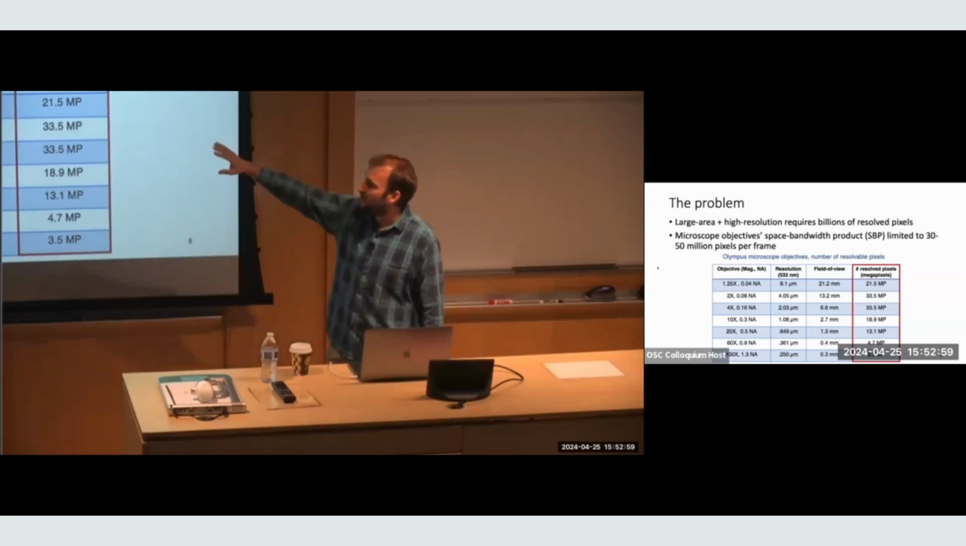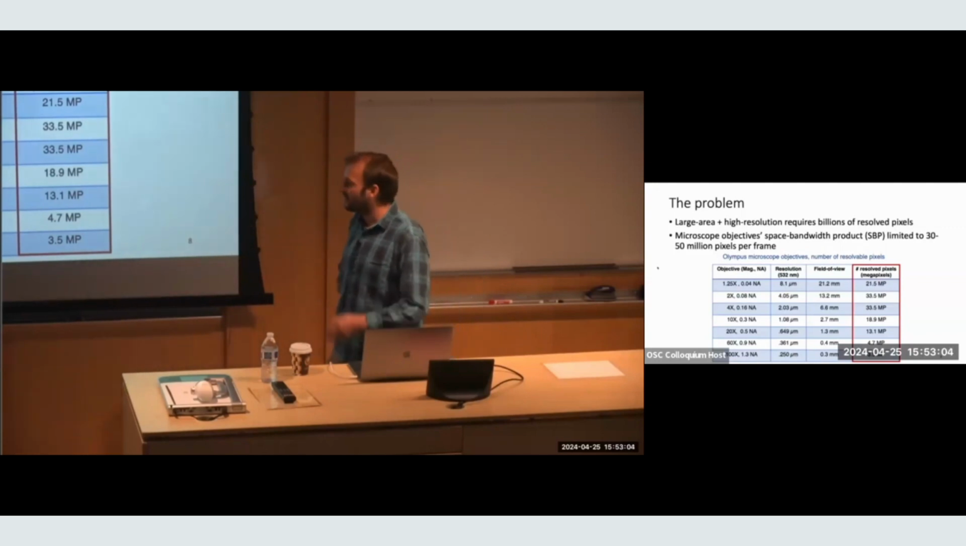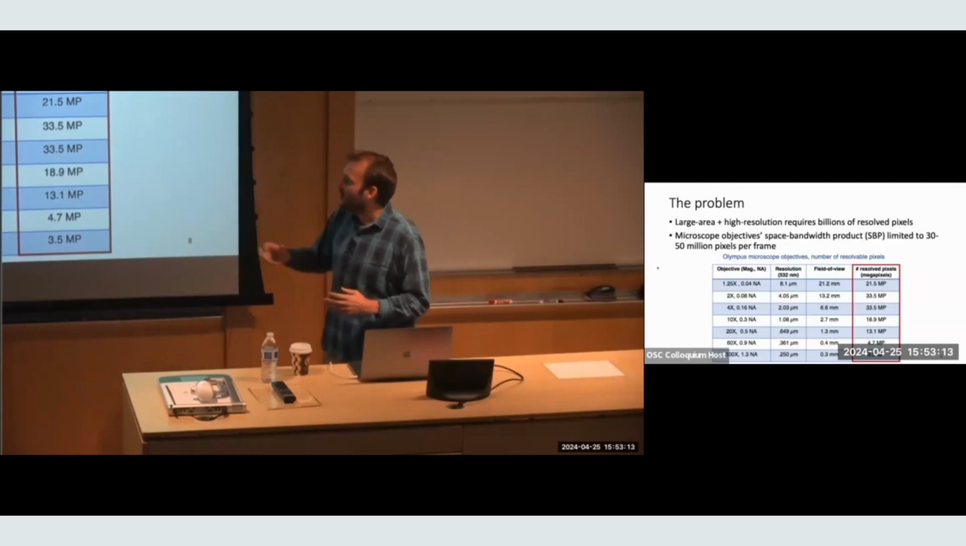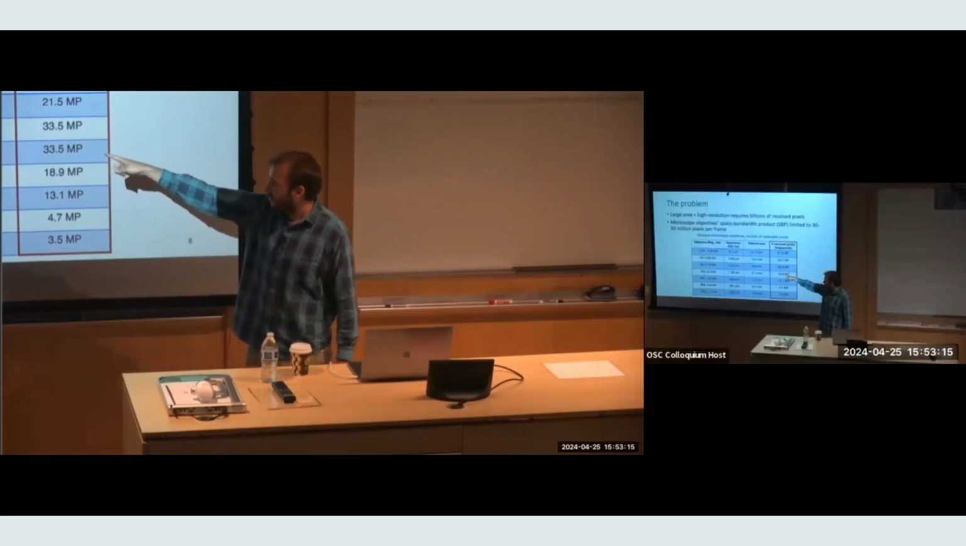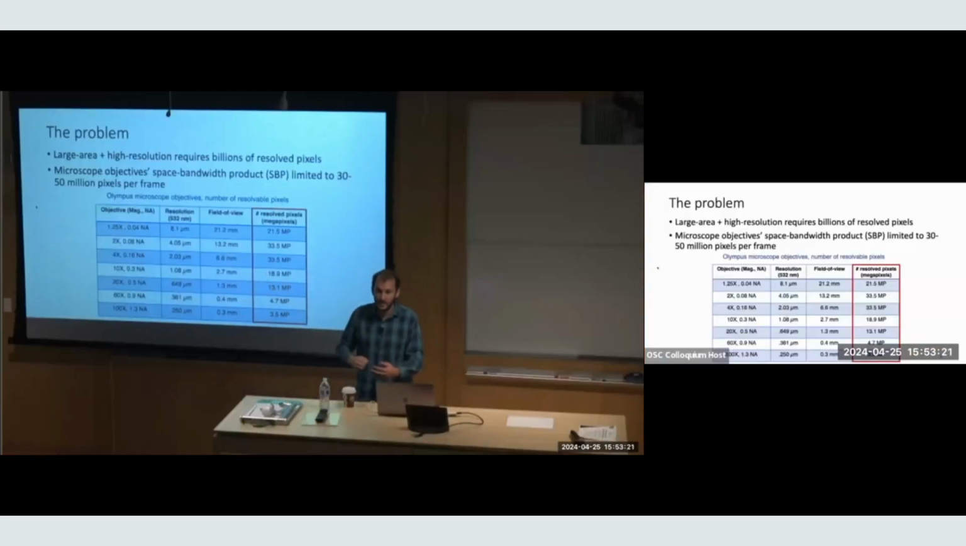So this is a table of standard Olympus microscope objectives. They have different suites of microscope objectives, and this is just one of them. But they're all in the same regime where the resolution goes up with magnification, but as the resolution goes up, the field of view drops proportionally, right? Because you're quote unquote zooming in more. And the division of the field of view by the resolution gives you the total number of pixels the lens can support or resolve. And that tends to be a constant on the order of tens to 50-ish megapixels, right?